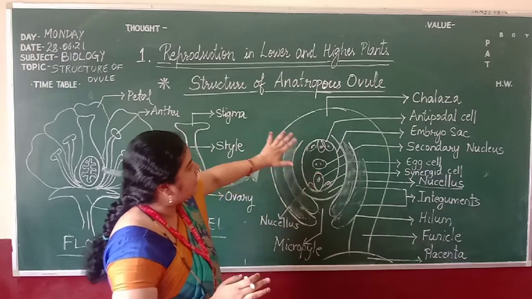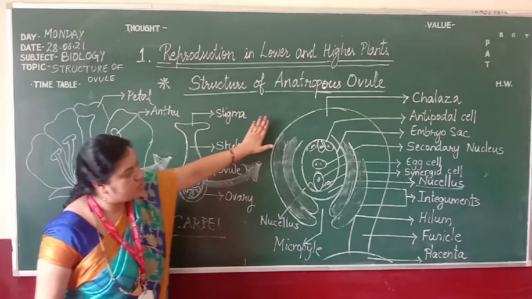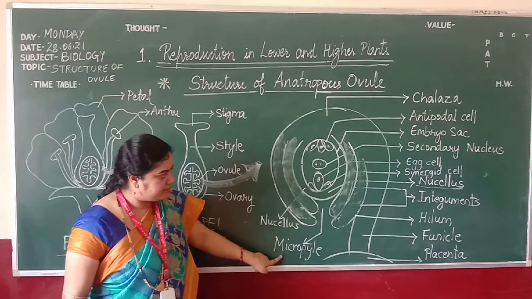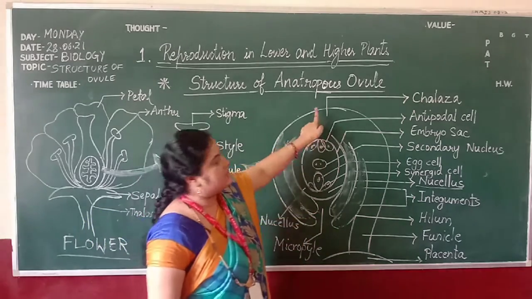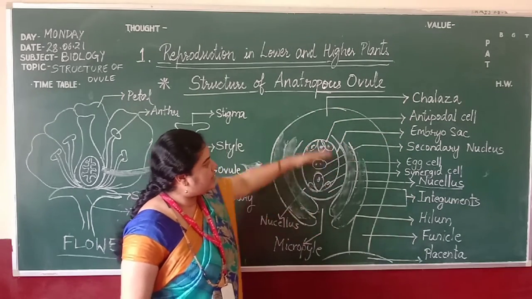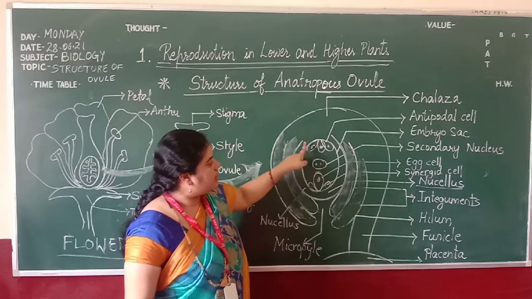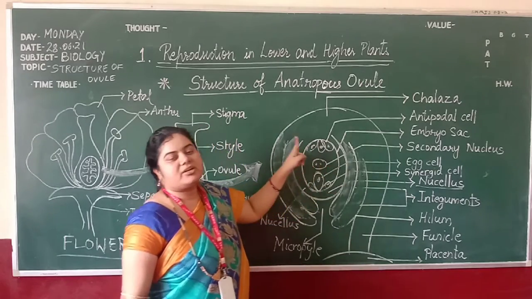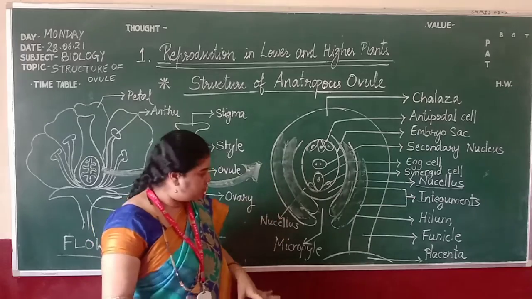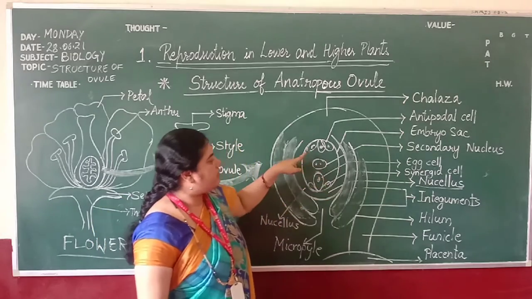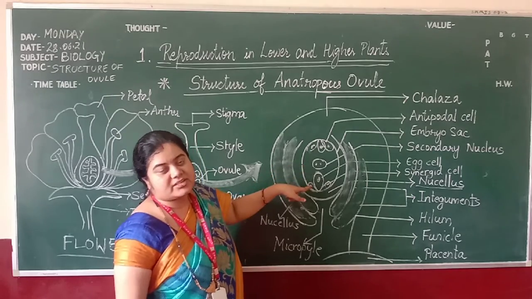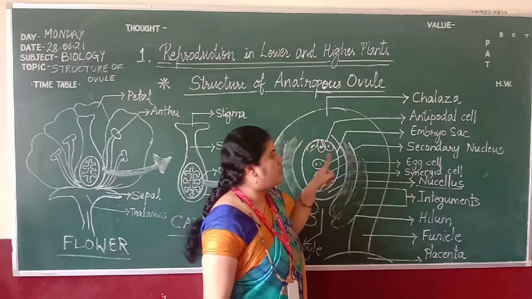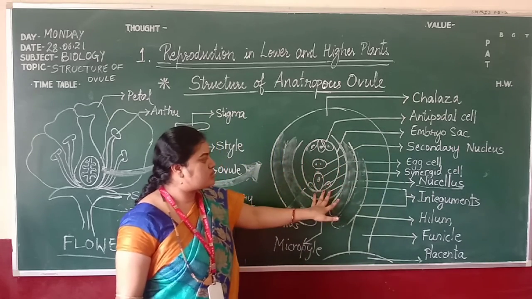So basically what we learned today is the structure of the anatropous ovule, in which we saw that there is one opening called the micropyle, and opposite to the micropyle is the chalaza. Two integuments are present, outer and inner. Inside the integument the nucellus is present, and inside the nucellus the embryo sac is present, which is an 8-nucleate and 7-cell structure, with 3 antipodal cells, 1 secondary nucleus, 1 egg cell and 2 synergid cells.